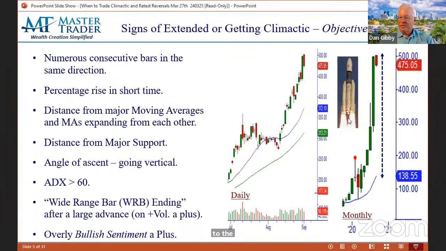So when the fuel, we're going to get into right now, the next slide, of when we see the rocket fuel ending, and when to start fading this thing. But when that ends, because of this vertical move, it has this price void for it to retrace.